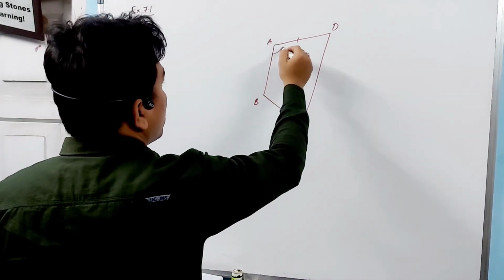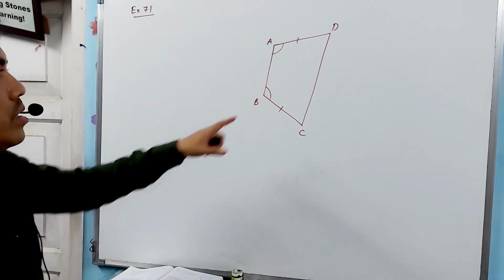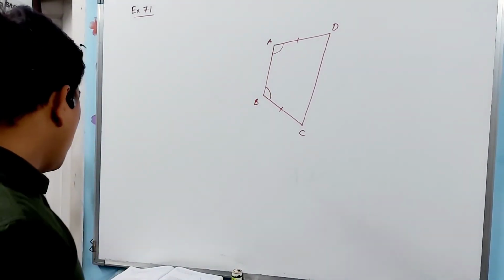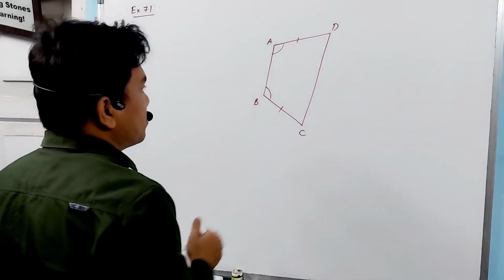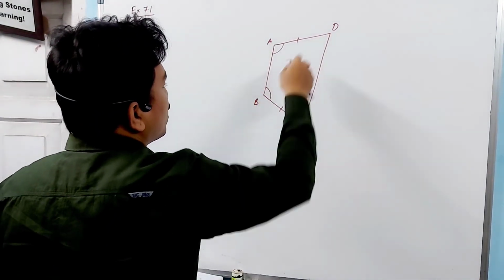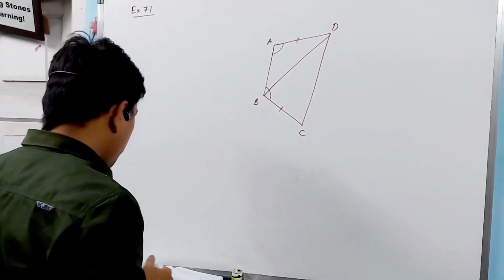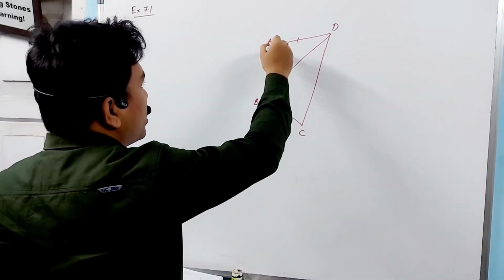DAB is equal to angle CBA, that is given. Now we have to prove that triangle ABD, so we have to join BD, is congruent to triangle BAC, so we have to join AC.